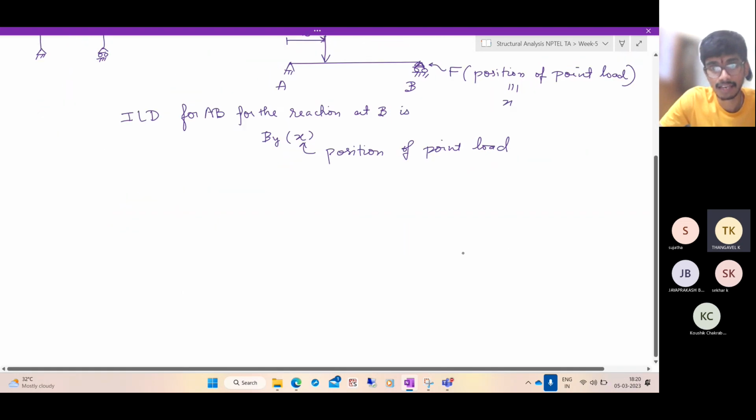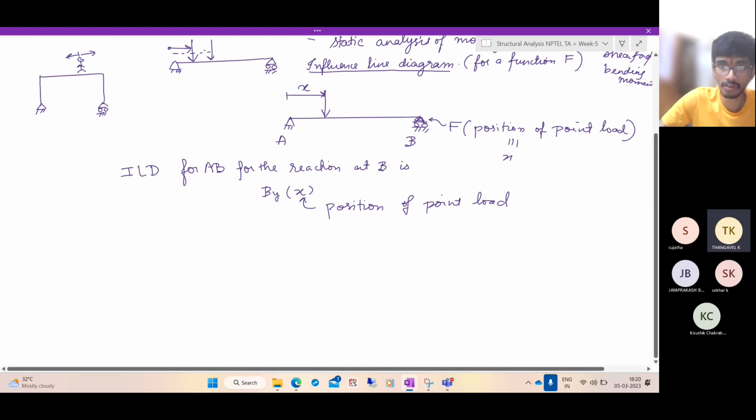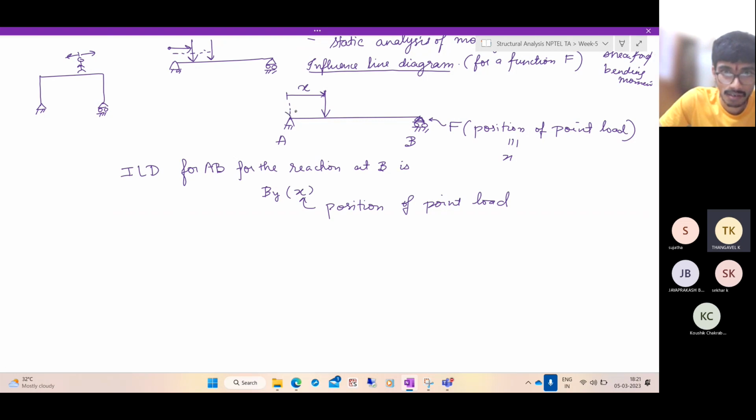Now it is very simple in this case. For this beam, we know if the point load is placed here, what does it mean? x equal to 0. In this case, the entire load will be taken by this support. So when x equal to 0, Ay will be equal to 1. And By, since the entire load is taken, takes 0.